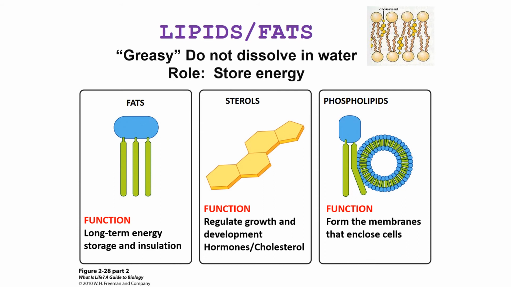Fat also functions to regulate growth and development. The cells in your body are communicating with one another, and lipids or fats are important for that specific function. Also, the majority of the cell membrane is actually made out of fats or phospholipids. So once you break down the cell membrane, essentially you kill the cell.